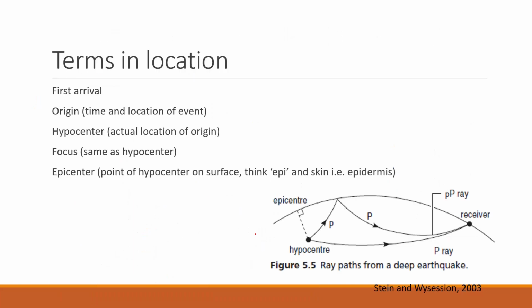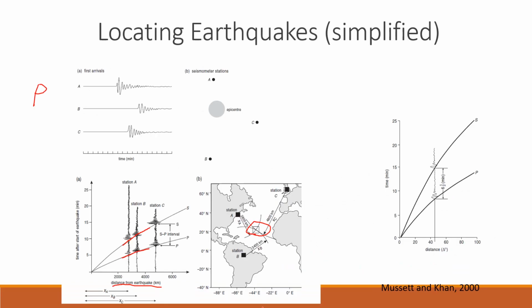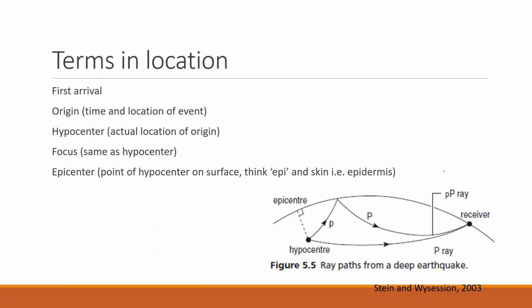So the terms we use in location are going to be first arrival. That's the first time the wiggle comes in. So the energy, we get a first arrival of the P wave and we get a first arrival of the S wave. Origin is the time and location of the event. Hypocenter is the actual location of the origin, so it's the location part of the origin. Focus will be the same as hypocenter. And then epicenter is where you project the hypocenter onto the surface. And that's, again, typically what's reported on the news.